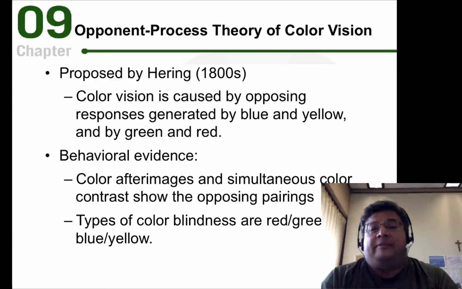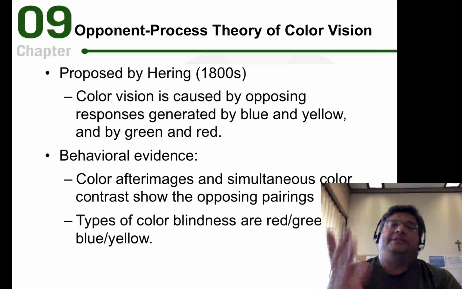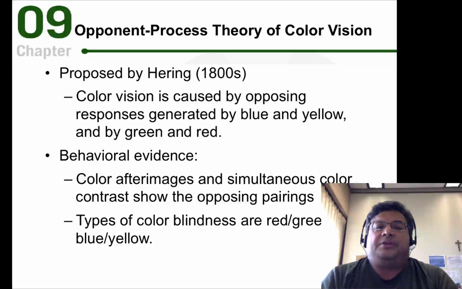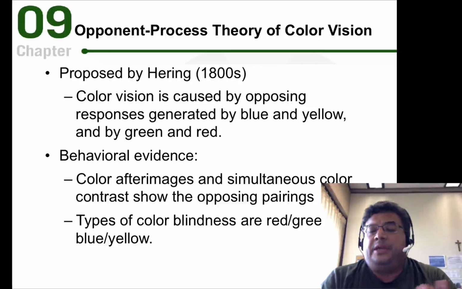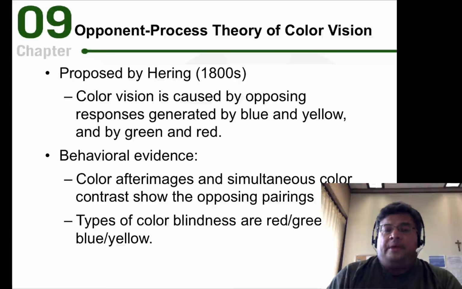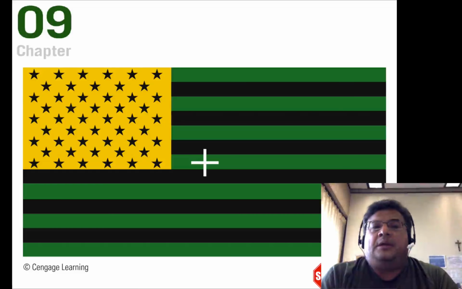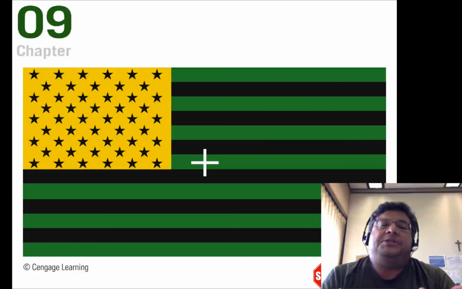Some of the behavioral evidence for the opponent process theory: well, first, color blindness. Most types of color blindness are either red-green or blue-yellow. We talked about some of those types of color blindness earlier in this lecture, and you notice that people either had trouble perceiving red and green or blue and yellow. The other evidence for the opponent process theory comes from looking at images like this.